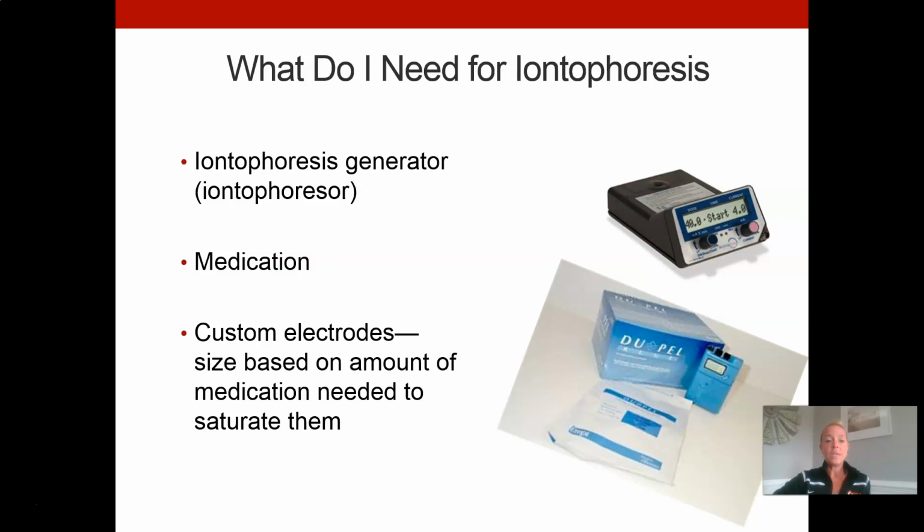And then you will also need custom electrodes. The electrodes that we use for iontophoresis are different than the ones that you used for E-STEM. These are one-time use only electrodes, and we'll be practicing with typically just one size over in the lab. That can be based on the amount of medication that's needed to saturate them. It's going to be marked on every package how much medication each electrode can hold. So I'll show you where to look for those, and like I said, we'll be using the same ones throughout lab, so you'll get pretty used to those.